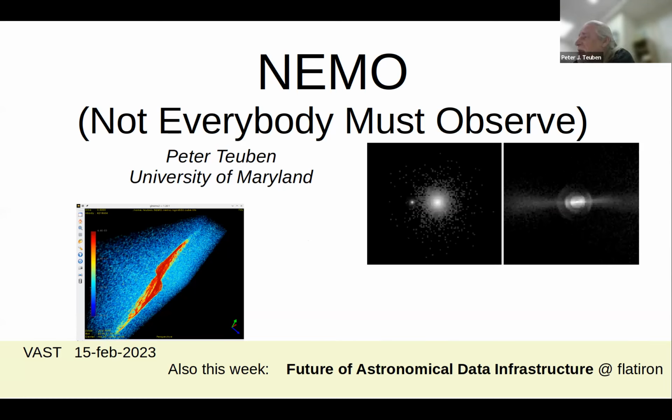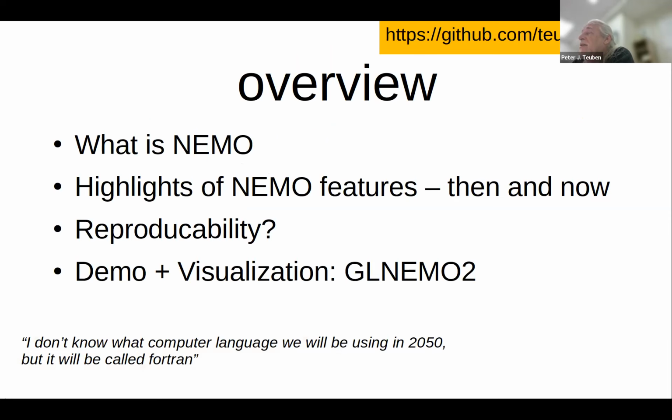Here are a couple of pictures that I'll show later in the talk. I also wanted to recommend that you learn about the future of astronomical data infrastructure, a conference that's going on this week at Flatiron. This is what I want to cover: what NEMO is, some of the features of NEMO then and now, and a bit about reproducibility that came out of the meeting that I'm skipping out of right now. Then at the end, some demo and visualization, which is very similar to the talk you heard right before, using a program derived from NEMO called GL-NEMO 2.